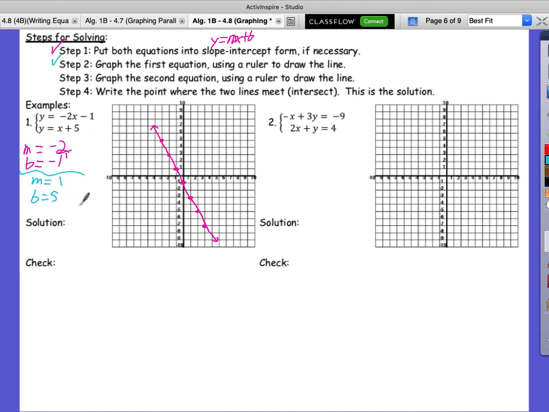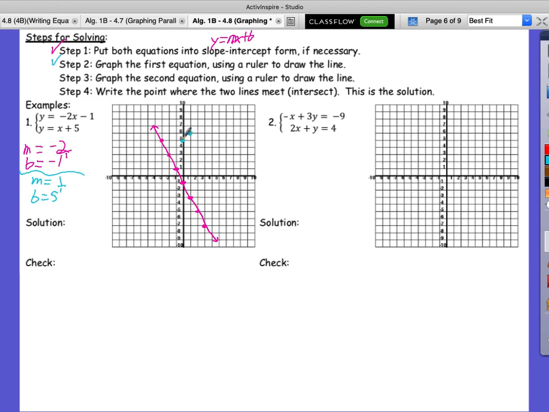Okay. So what point do we start with? Which one of these do we start with, the m or the b? We begin with b. So where do we go 5? From the origin, where do we go 5? Up 5. Very good. So now where do we go with our slope of 1 or 1 over 1? Right one, up one. Up 1, right 1.